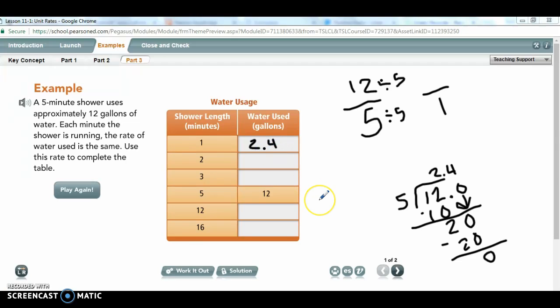From here, this should be a fairly easy problem to solve. 1 times 5 gives you 5, so 2.4 times 5 will give you 12, which means we can use that method to figure out how many gallons of water you used for 2 minutes or how many gallons of water you used for 3, and the rest of them. So 1 times 2 is 2. So 2.4 times 2 is going to be 4.8.